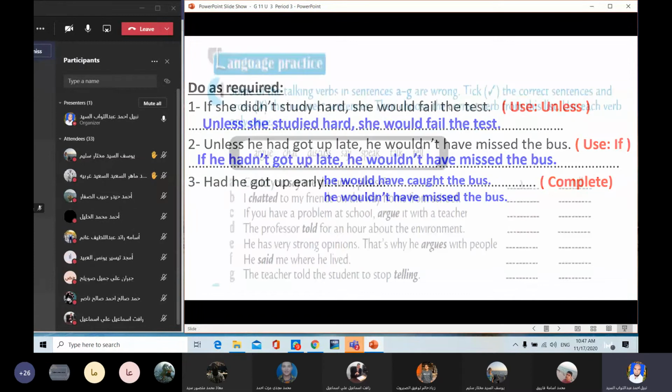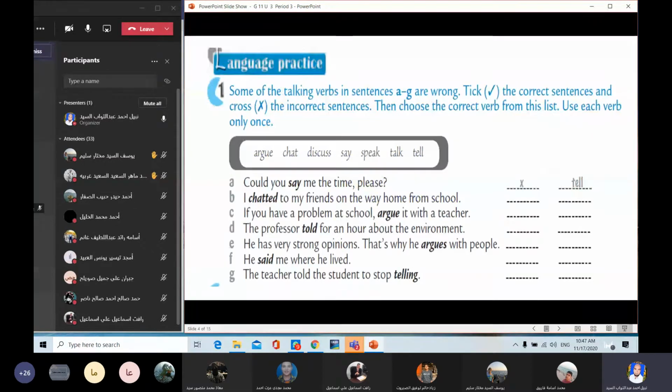Okay? Please open your workbook, page number 18, 19. We have here some talking verbs. Argue, chat, discuss, say, speak, talk, tell. These are what? These are talking verbs. We use them for talking. Say, speak, tell, etc. There are some sentences from A to G. Some sentences here are incorrect and others are correct. Take the correct sentence and cross the incorrect sentence. Then choose the correct verb from this list. Use each verb only once.